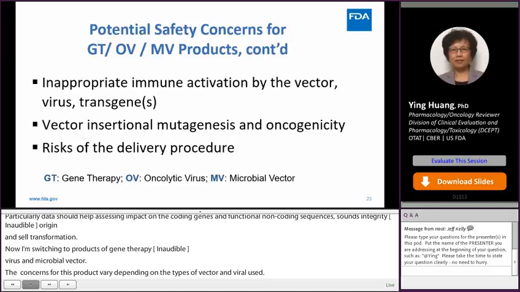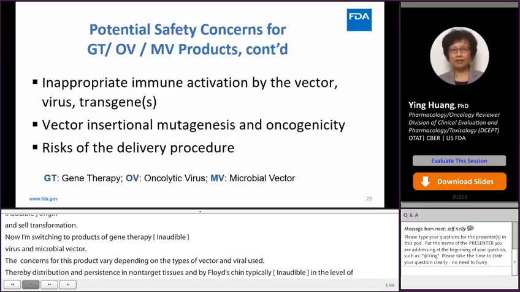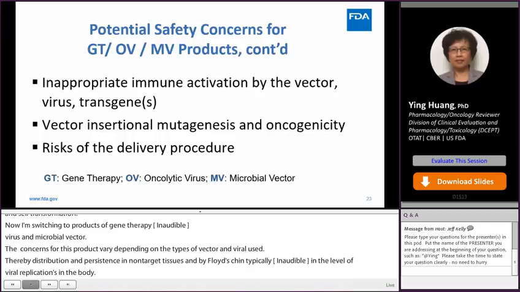Inappropriate immune activation by the vector virus transgene is a major safety concern. Vector insertional mutagenesis and oncogenicity would be a concern for certain integrating vectors, such as oncolytic retroviruses. Risks of the delivery procedure would be a concern for certain novel procedures.